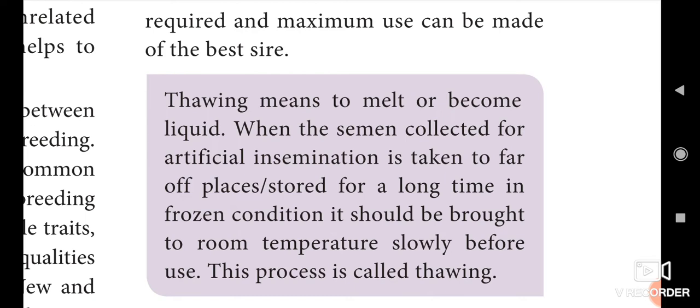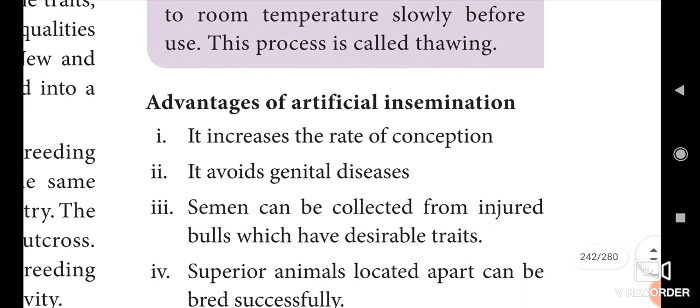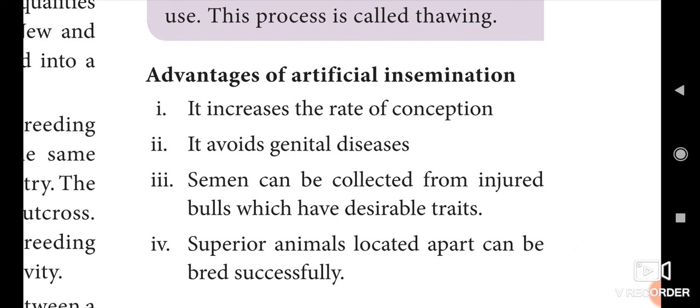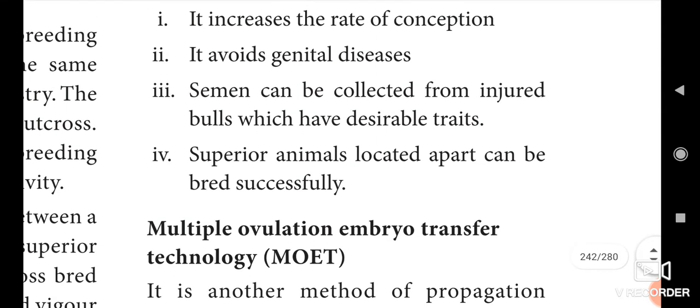Thawing means, when we collect the semen for artificial insemination and carry it to a very distant place, it will be frozen. Okay, it gets frozen, so bringing it back to room temperature, that process is called the thawing. Okay, the next we see about the advantages of artificial insemination. Okay, it increases the rate of conception. Next, it avoids genital diseases. Then semen can be collected from an injured bull which has desirable traits. Then superior animals located apart can be bred successfully. So these are the advantages of artificial insemination.